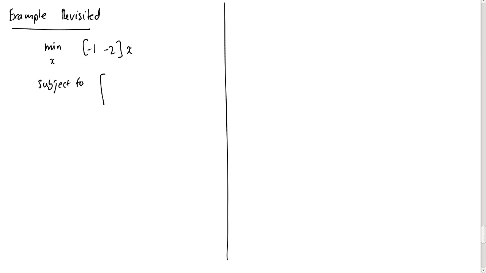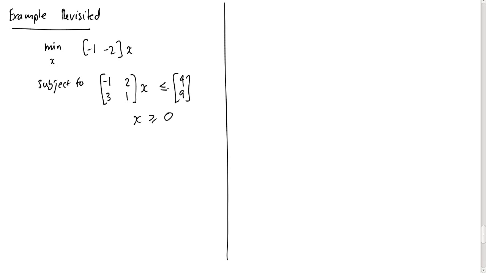Example revisited. Okay, so we had, what do we have? Where's it gone? Here it is. We had minimize over x, negative 1, negative 2, x, subject to. Now I'll just write out that we actually had the non-negativity constraints in there already, which is really handy. So we don't need to worry about the x plus and x minus bit. Less than or equal to 4, 9, and x was greater than or equal to 0. I'll separate them out this time.